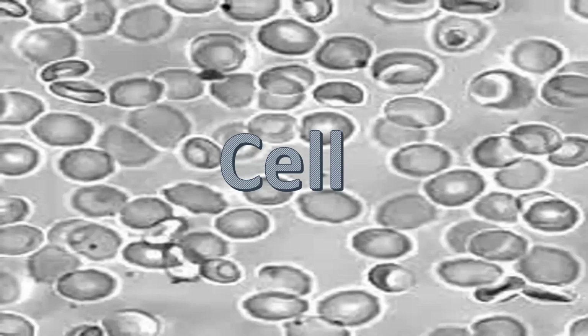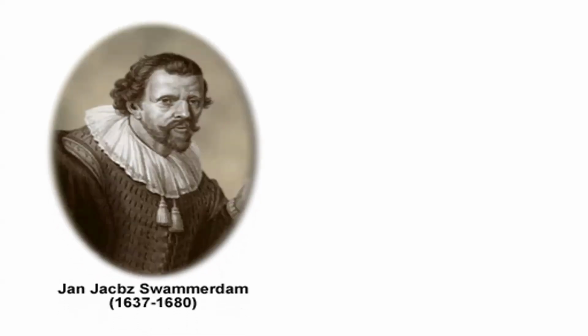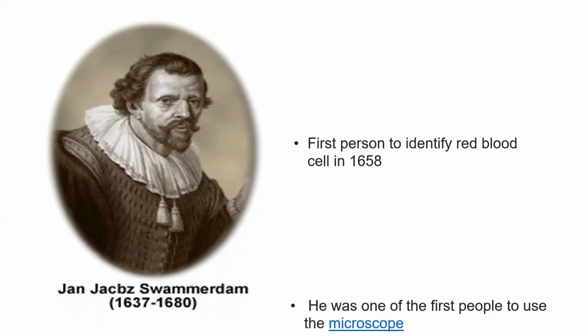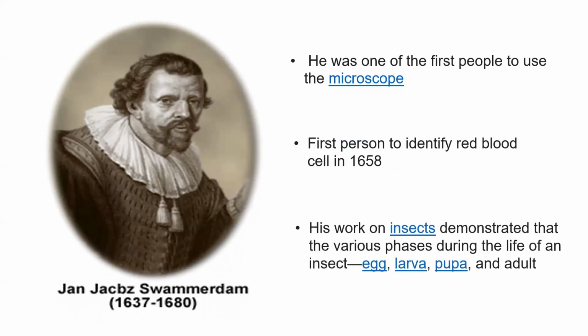All living bodies are made up of cells. Do you know? Before Robert Hooke, Jan Swammerdam was the first person to identify red blood cells in 1658. He was also one of the earliest persons to use a microscope.